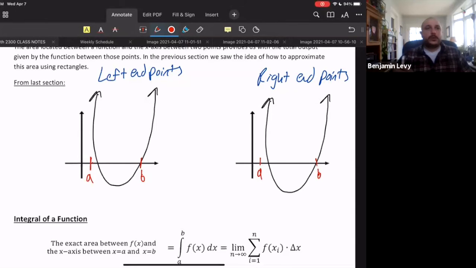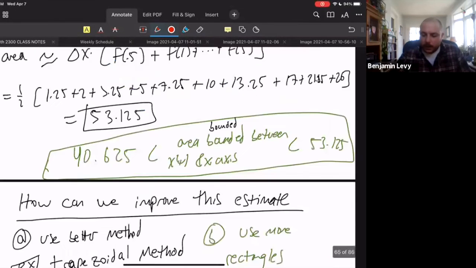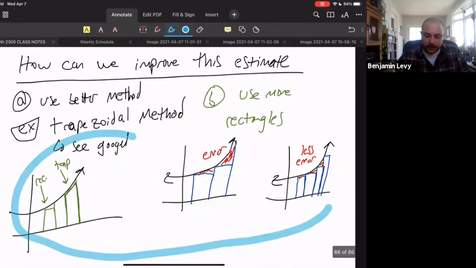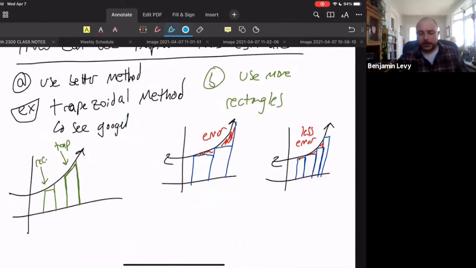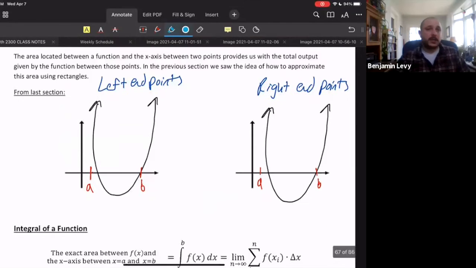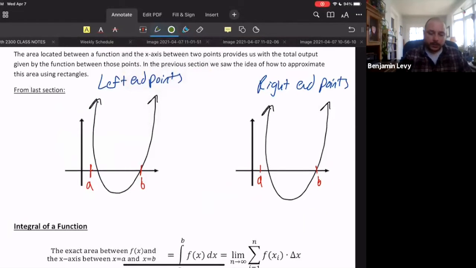And last time we drew rectangles, but the ones we drew rectangles on all looked like this. I did a very simple function that was increasing. So what happens if you have a function that's increasing and decreasing? It's decreasing on this piece, but then it's increasing during the rest. How does that look? Well, it ends up being this way if you use left endpoints.